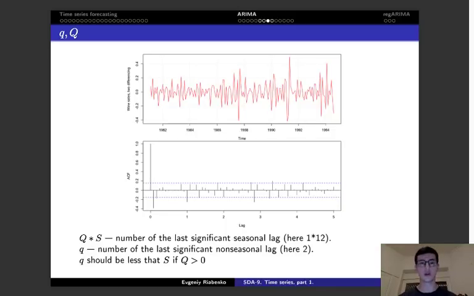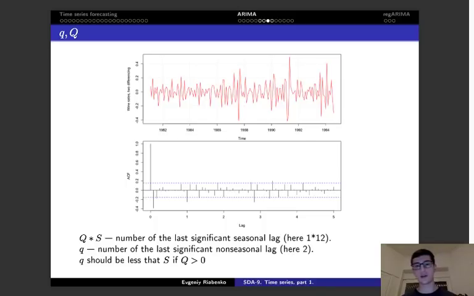This can be done with the autocorrelation function, this ACF plot. With the help of this plot, we can define initial values for capital Q and for small q. For capital Q, we'll take the number of the last significant seasonal lag. If we have one year seasonality, we'll take a look at the autocorrelation function at lag 12. We'll have a significant value of autocorrelation for 12 months, and so we'll just pick capital Q equal to 1.